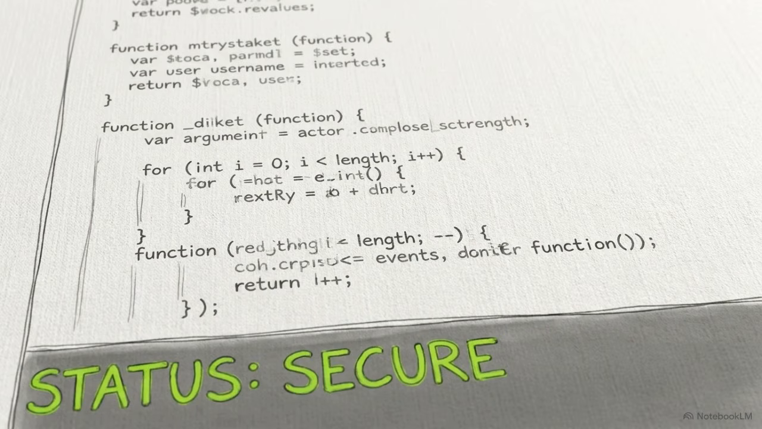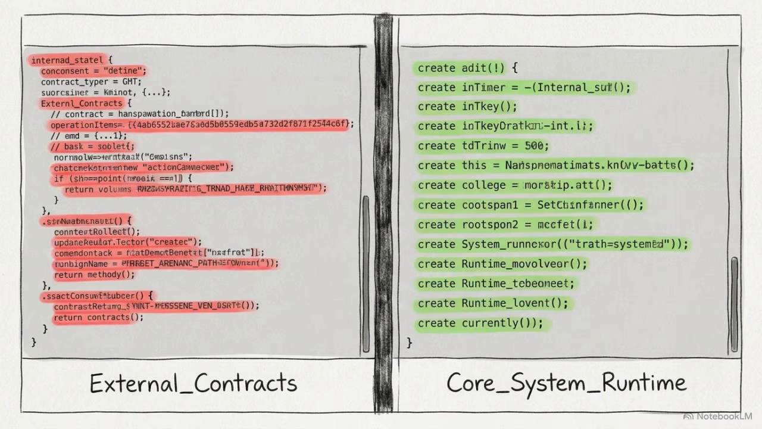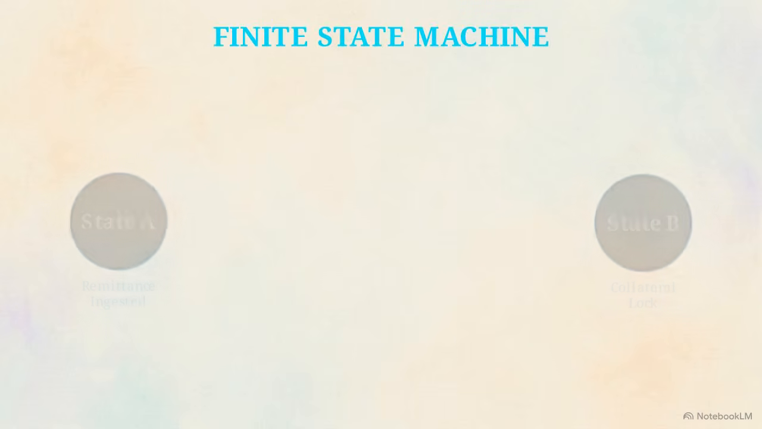To verify that resource isolation is active, check your terminal output. Look for the successful cryptographic handshake confirmation before proceeding to the next step. This setup ensures that your core system remains unaffected by the performance or security failures of the external contracts it interacts with. Next, we build the finite state machine.